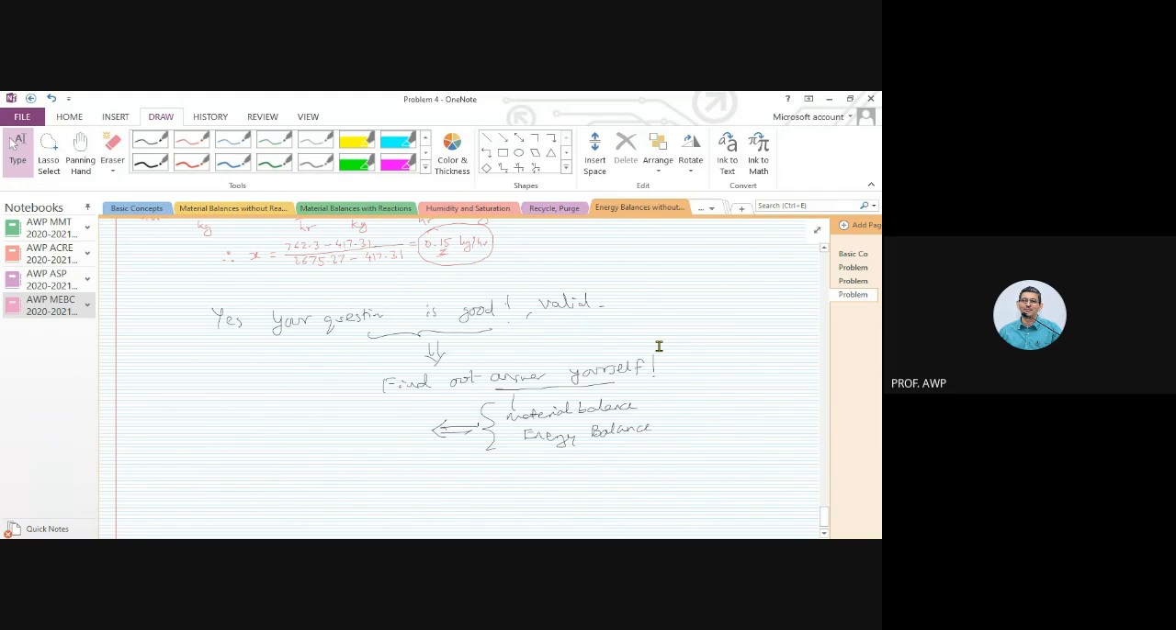How much water would have evaporated if it flashed from 1 atmosphere to, let's say, 0.8 atmosphere? Would it be enough to evaporate the 33 kgs per hour of water that we wanted to evaporate? And the answer is obviously no.